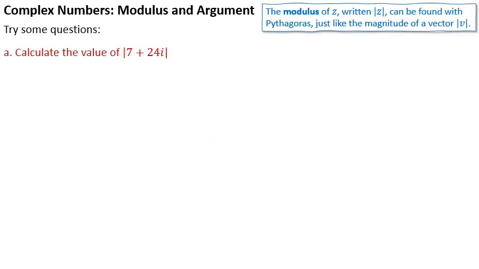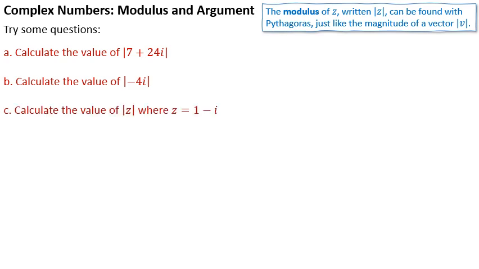Next, we have a few questions to try. See if you can find the modulus of 7 plus 24i minus 4i. Can you find the modulus of z, when z, complex number z, is 1 minus i? It's worth mentioning here, in case you've not come across it yet, generally speaking, if we're talking about real numbers, we often use x to represent our unknown or the variable that we're interested in. When we're dealing with complex numbers, z is a more common choice, just because it alerts the reader to the fact that we're now working within the complex domain.